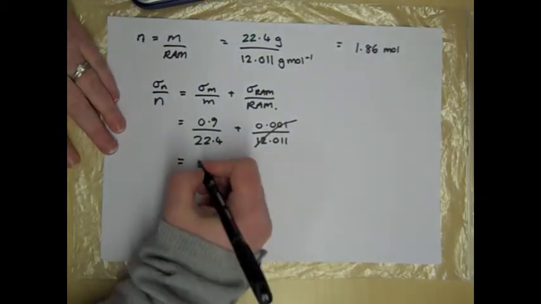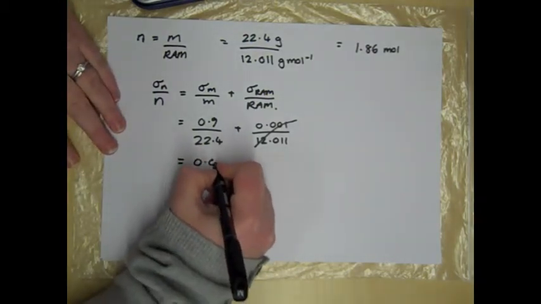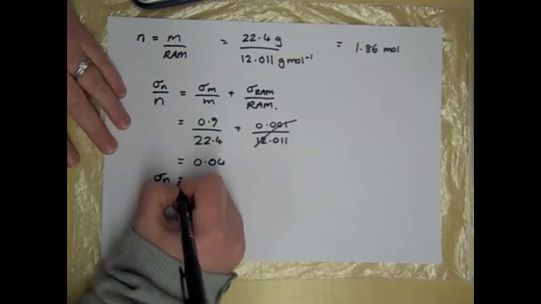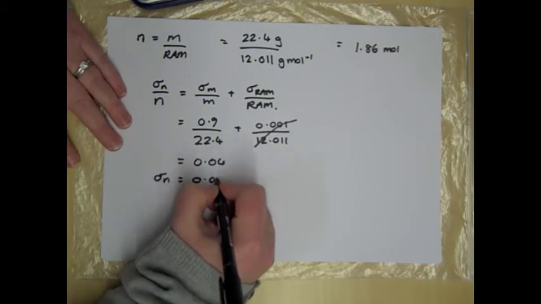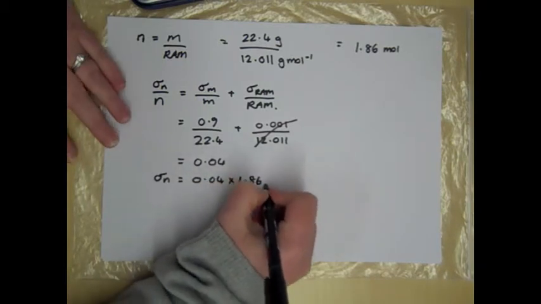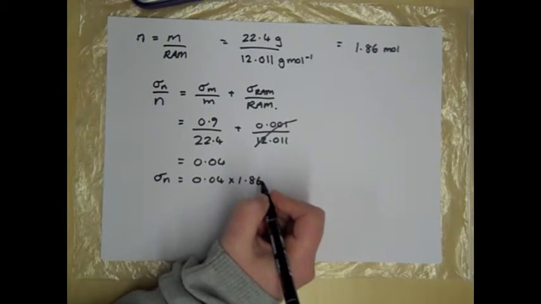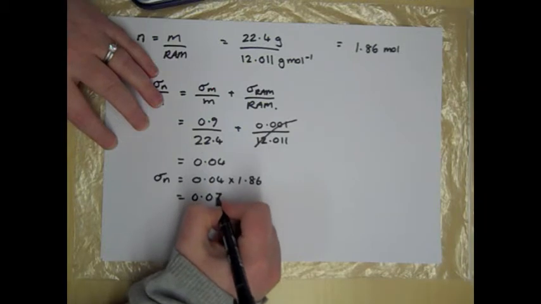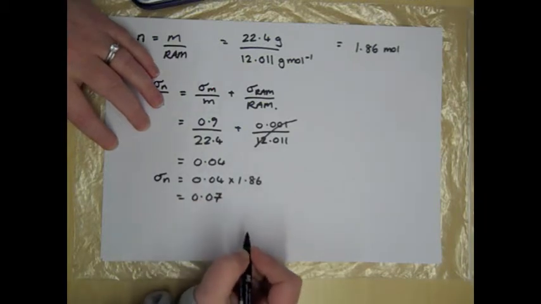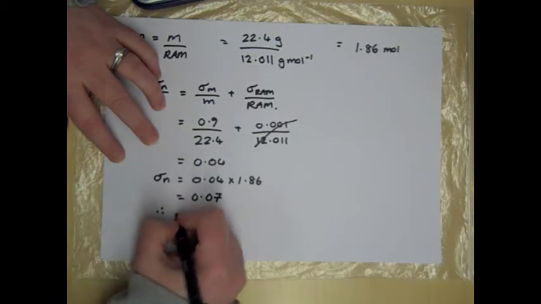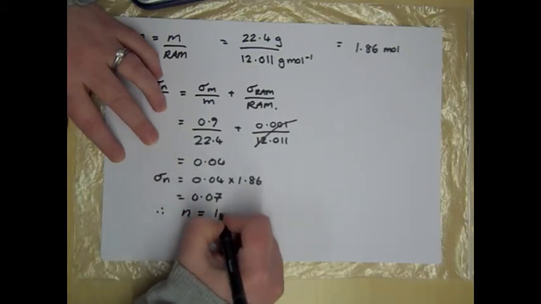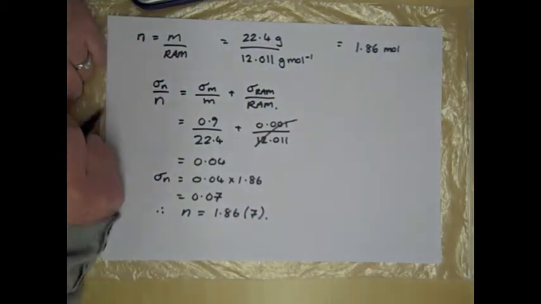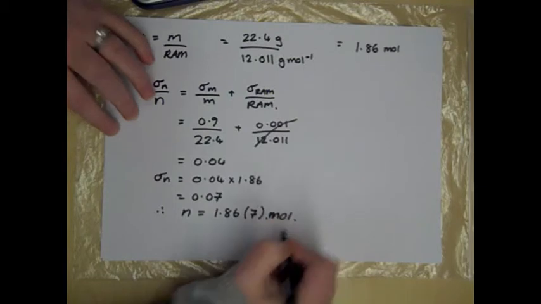So, if I remember from before, this was 0.04. And so, my uncertainty in my number of moles is equal to 0.04 multiplied by 1.86, which is equal to 0.07. Therefore, the number of moles is equal to 1.86 with an error of 7 in that last number. And then my unit of moles.